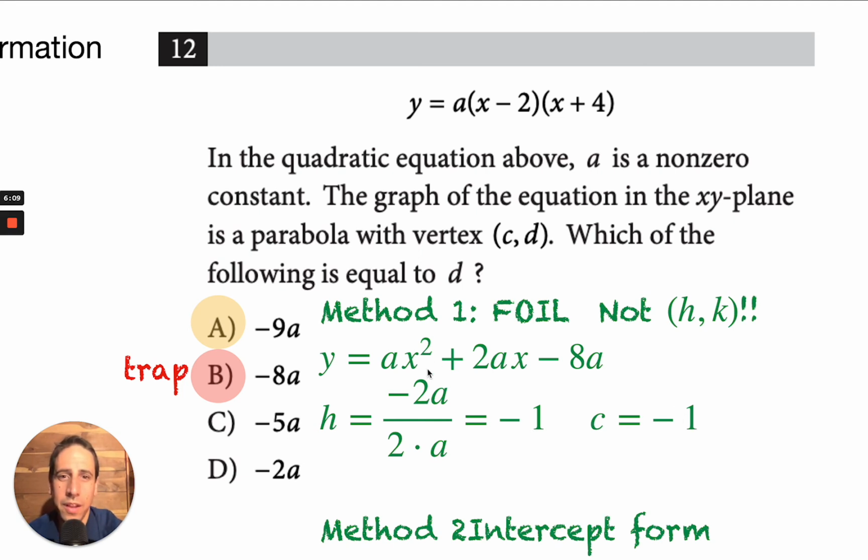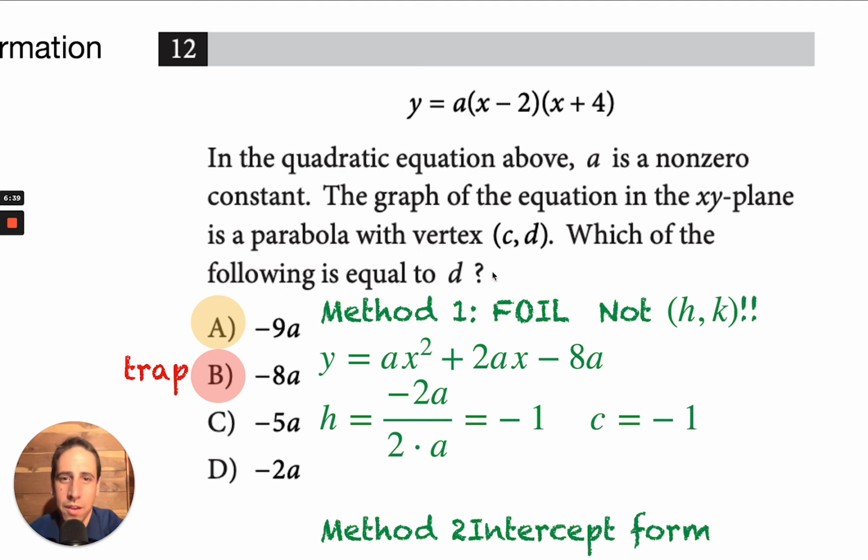If c is equal to negative 1, then you can put it into this function. Negative 1 squared is positive 1. This would be if you're replacing x with negative 1. So this would be a times 1 plus negative 2 times a minus 8a. And it all calculates to minus 9a, which is the right answer.